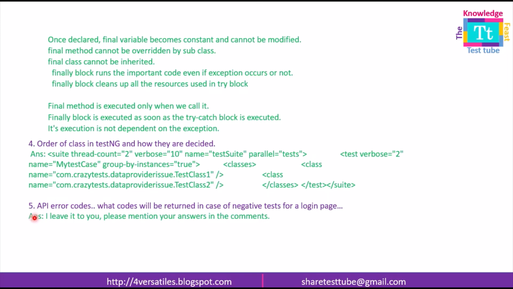Let's talk about the fifth question, which is about API error codes. What codes will be returned in case of negative test cases for a login page? Here, the interviewer tried to know how I can relate the GUI execution with respect to the API's execution. So we spoke about the negative test cases first and what is the possible error code that will be returned. I'm not going to disclose this answer, so I will leave it to you guys. Please mention your answers in the comments below.